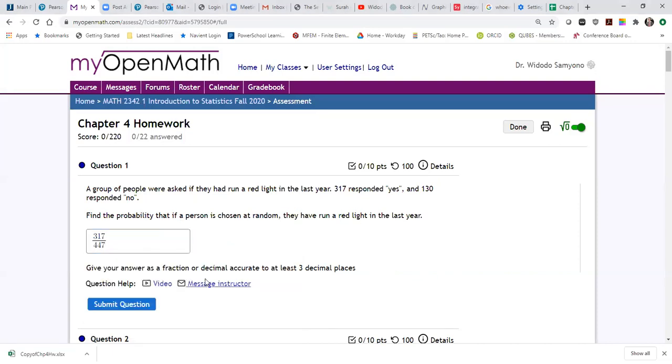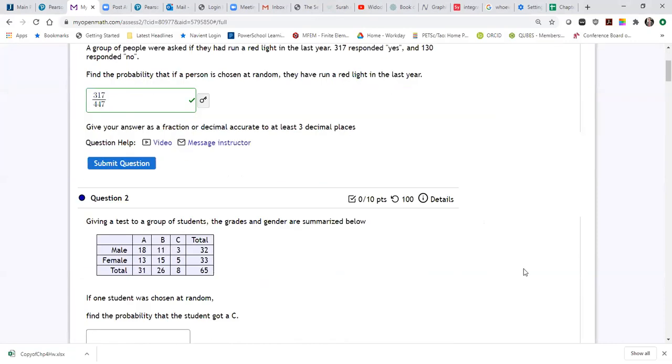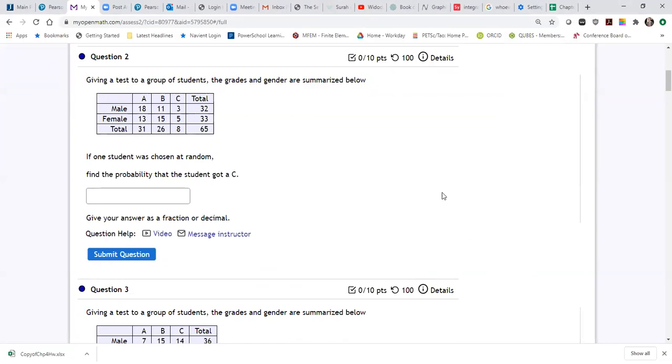You can see down here. You can answer as fraction or decimal, accurate at least 3 decimal places. Let's see if the answer is correct or not. Okay, so you get the correct answer. Yeah, you can also check the textbook. So let's go to number 2. Number 2 also gives you the video. So you can check the video.